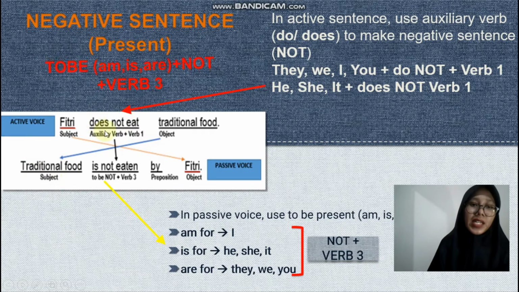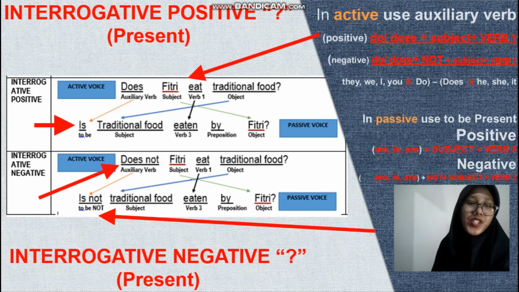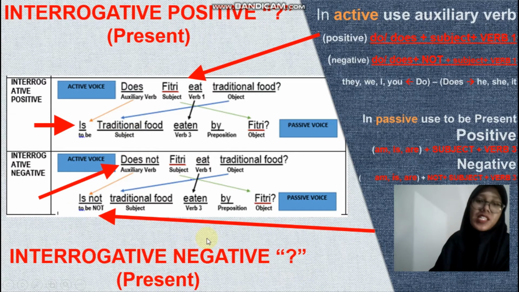Does not eat, tidak memakan in Indonesian language, when we change it to passive voice becomes tidak dimakan. So guys, we use the pattern of the passive voice: to be plus not plus verb 3. This is the pattern of the negative sentence in a passive voice, yes. So we use to be is and then not and then verb 3 of eat is eaten. So is not eaten. Guys, we continue to interrogative positive sentence and interrogative negative sentence in the present tense.